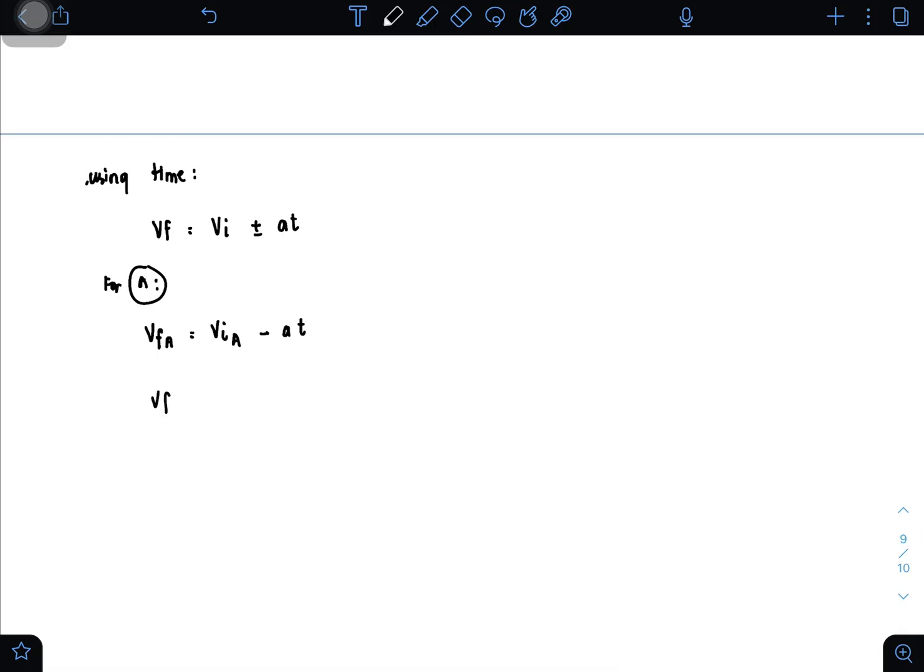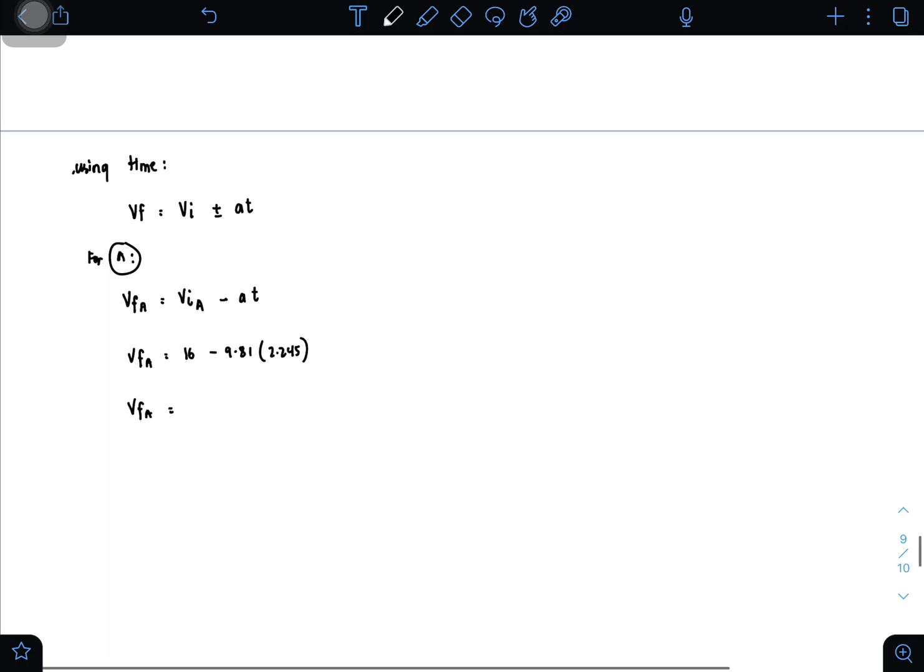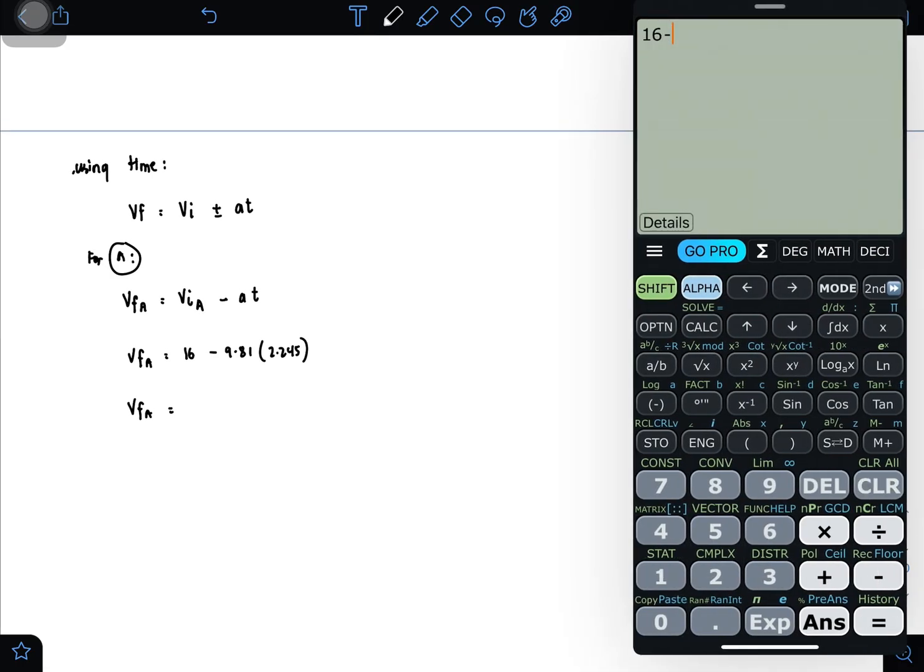So this is final velocity of A equal to 16 minus 9.81 times 2.245. Then we now have the final velocity of impact of A. That is 16 minus 9.81 times 2.245. So that is 6.023. It's negative. So meters per second.